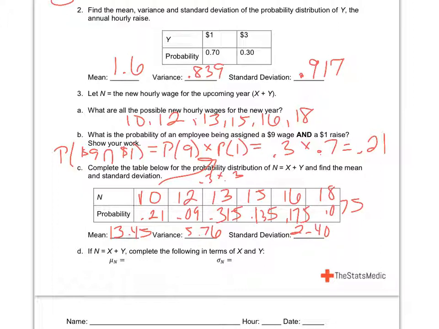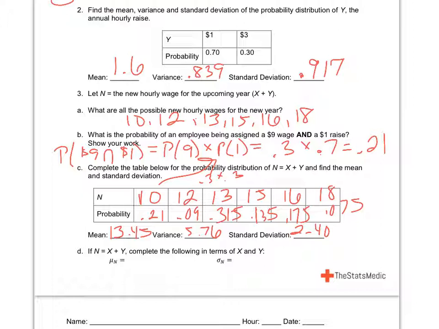Again, if you cannot do these, you're kind of dead in the water. You need to make sure you can do these, and if you can't, you need to ask. Okay, so looking at number 4 then, if N equals X plus Y, complete the following in terms of X and Y. So the mean of N and the standard deviation.